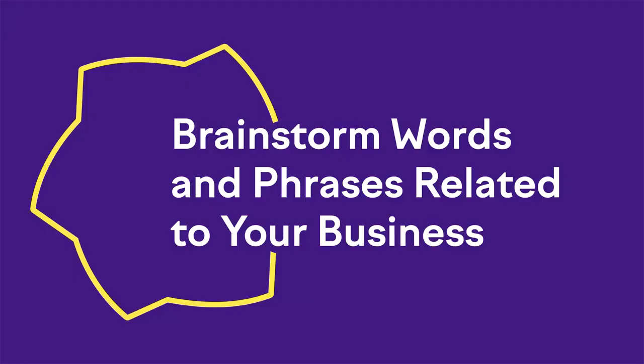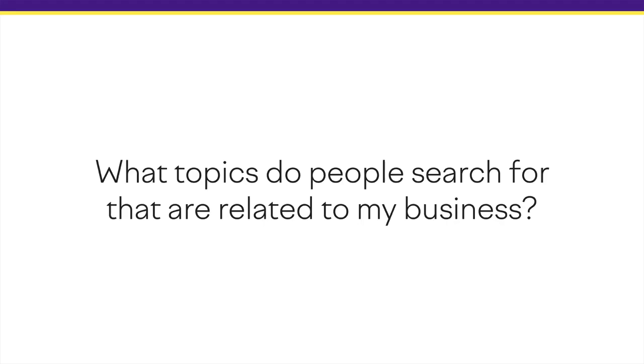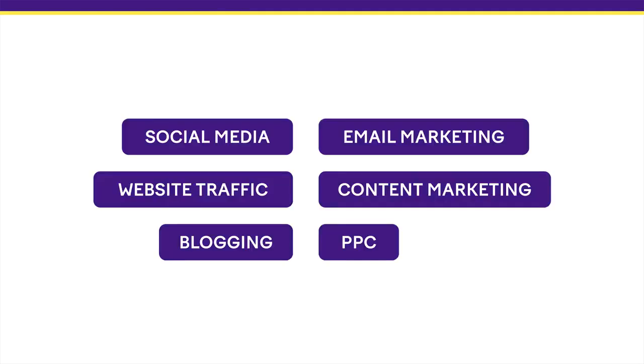First, you wanna brainstorm words and phrases that are related to your business. For example, let's say that you run a digital marketing agency. Well, you'd want to ask yourself, what topics do people search for that are related to my business? Some topics that come to mind would be things like social media, email marketing, website traffic, content marketing, blogging, and PPC. Now remember, you're just brainstorming here, nothing set in stone. So don't be afraid to jot down anything that comes to mind. You can always change or delete it later on.